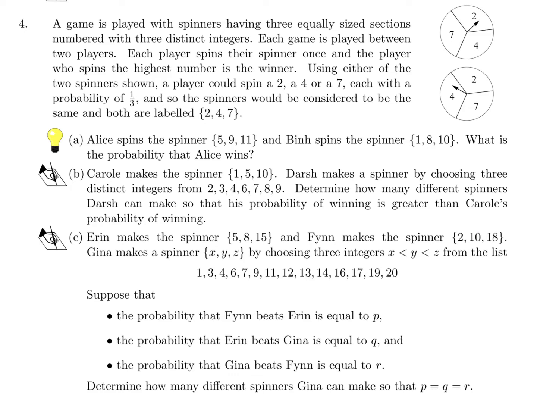A game is played with spinners having 3 equally sized sections numbered with 3 distinct integers. Each game is played between 2 players. Each player spins the spinner once, and the player who spins the highest number is the winner. Using either of the 2 spinners shown, a player could spin 2, 4, or 7, each with a probability of 1/3. So the spinners would be considered the same, and both are labeled 2, 4, 7. Alice spins 5, 9, 11. Ben spins 1, 8, 10. What is the probability that Alice wins?